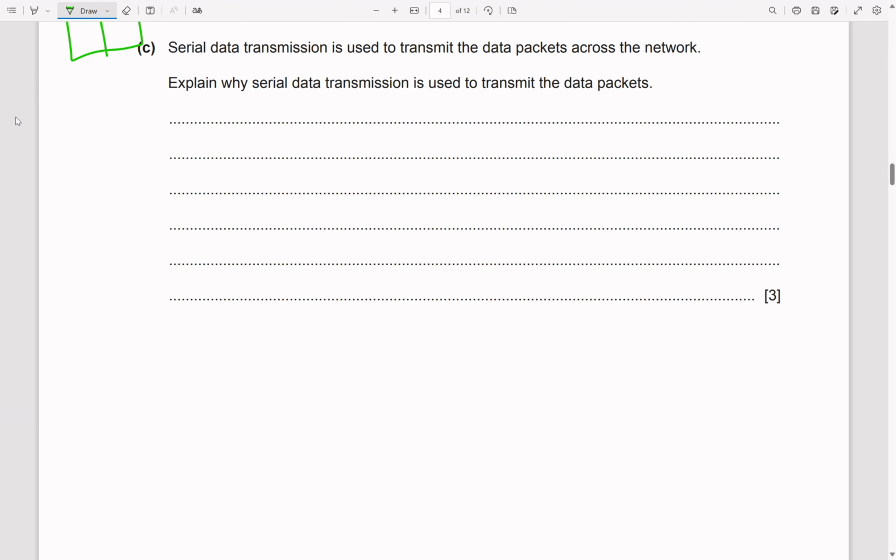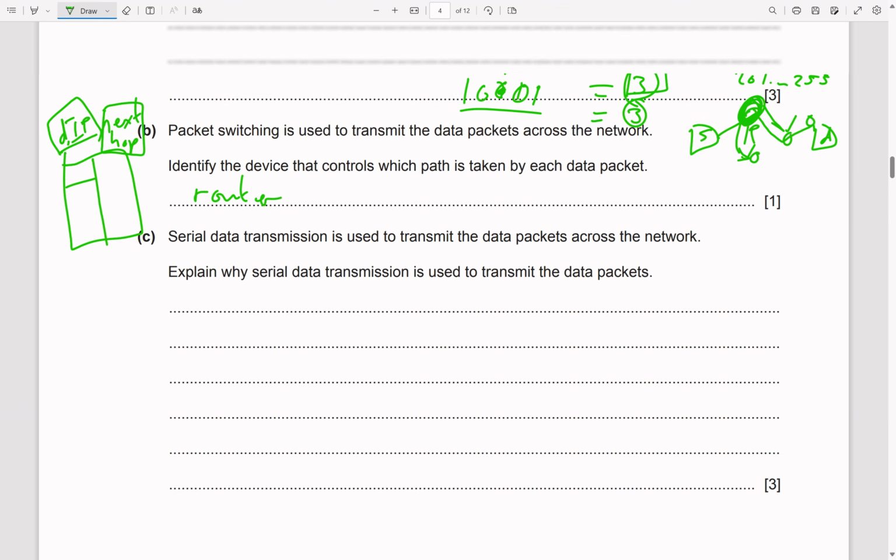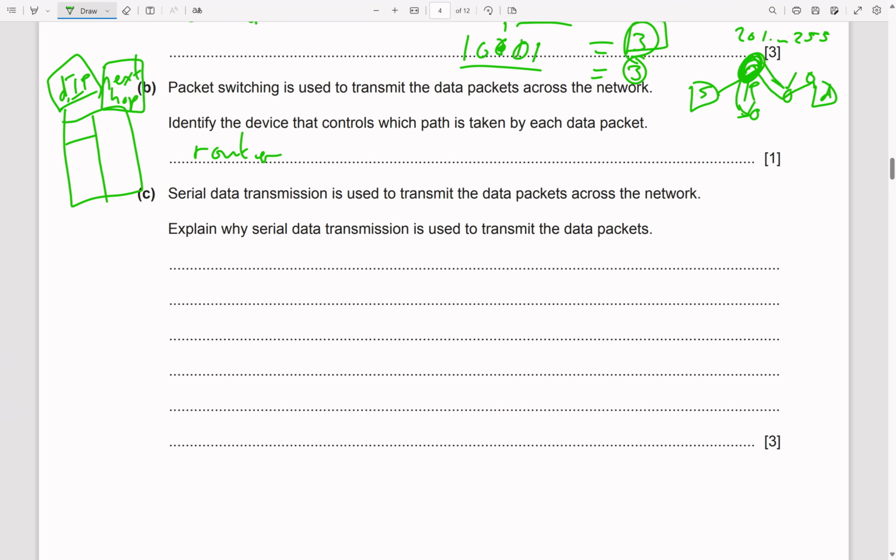Right, C, serial data transmission is used to transmit data packets across the network. Explain why serial data transmission is used to transmit the data packets. Okay, so let's think about the advantages of serial. One, there's going to be less interference, because you only need one wire. You're not going to have multiple wires interfering with each other. You can also say there's less chance of skewing, which means it can be used over a long distance.